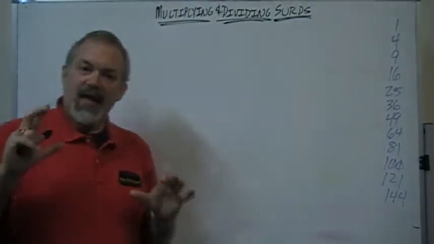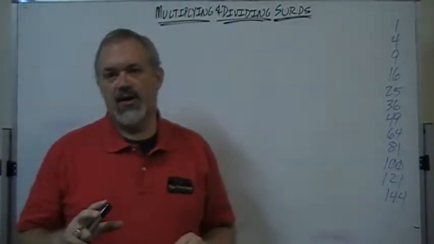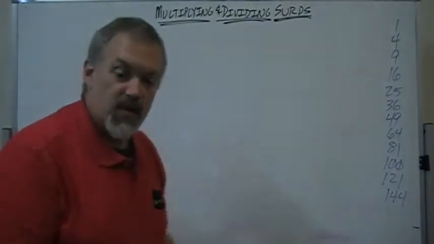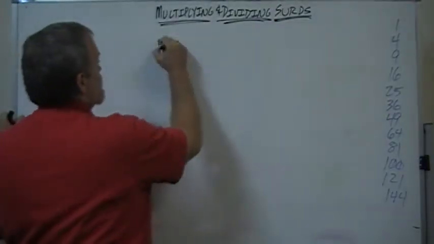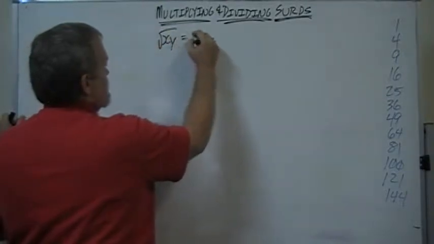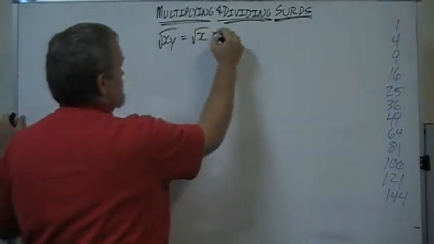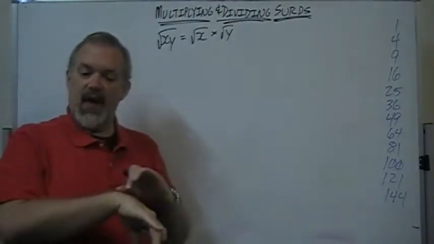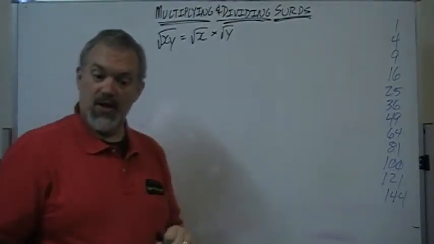Our topic for today is multiplying and dividing surds. Now you will remember that when we started talking about simplifying surds that we used this rule. Square root of xy is equal to the square root of x times the square root of y. And we can use exactly the reverse of that rule to multiply surds.